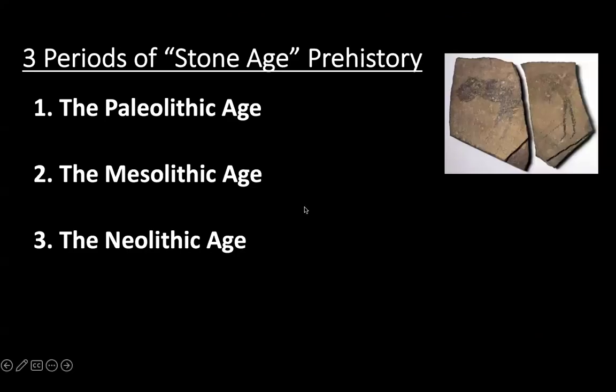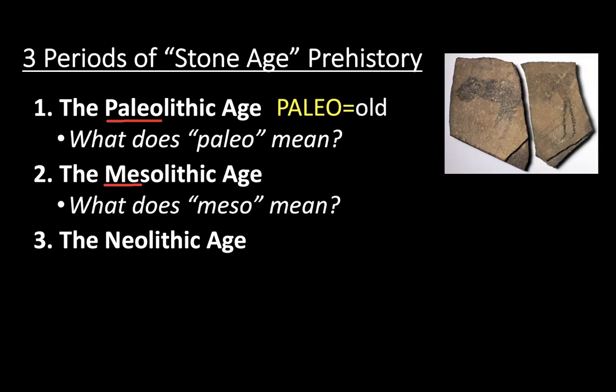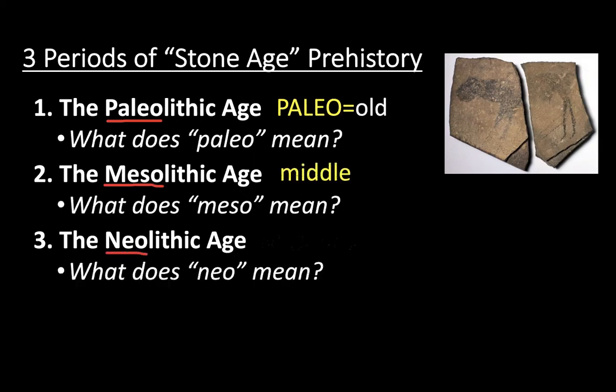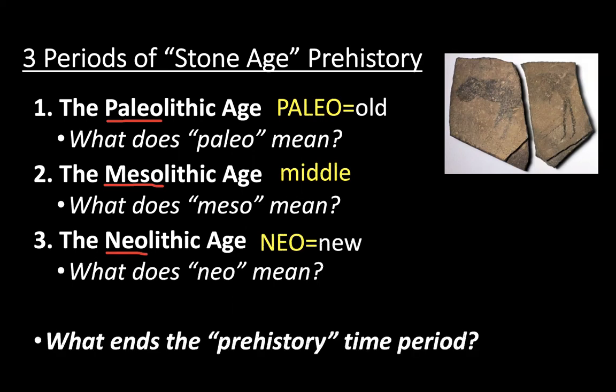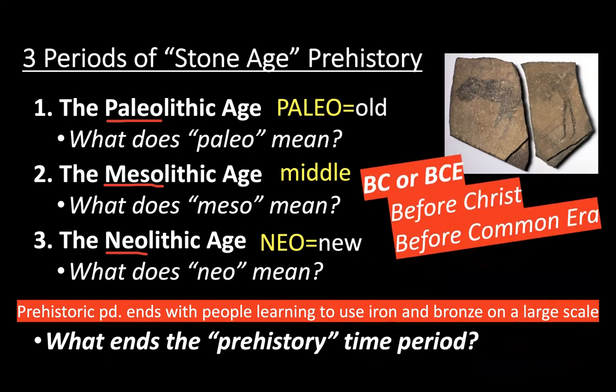So there's 3 periods of the Stone Age prehistory. There's Paleolithic, Mesolithic, and Neolithic. So Paleo is old, Meso is middle, and then Neo is new. So if you want to write that on that cover page. And then what ends this is the use of tools. So people learning to use iron and bronze on a large scale. That's what ends the prehistoric period.